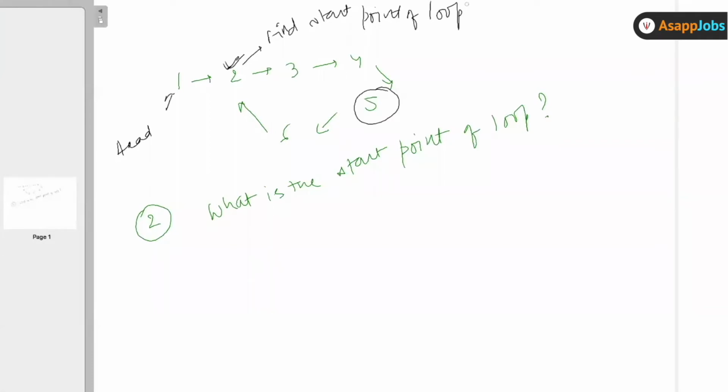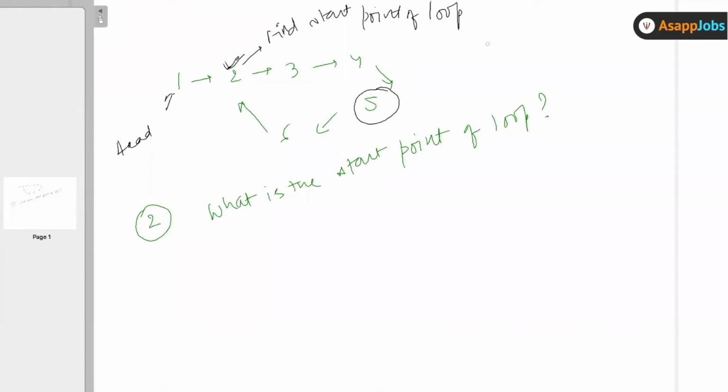I have another question. Can we have multiple loops in a linked list? If it is a single linked list, every node will have only one outgoing node. It is only pointing to the next node. The only way multiple loops can happen is when a node can point to two different nodes. But if a node points to only one node, I don't think we can have multiple loops.